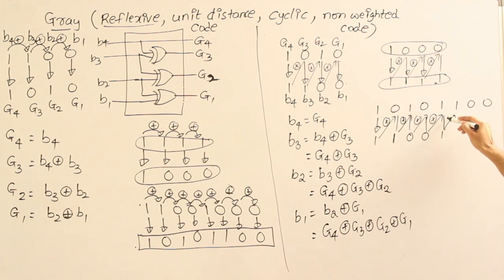And now take the exclusive OR of these two. What is it? 0. Take the exclusive OR of these two. What is it? 0. Exclusive OR of these two. What is it? 0. Now check that.